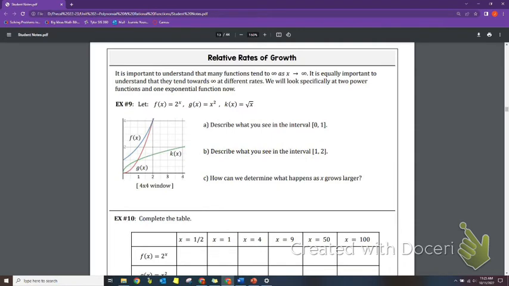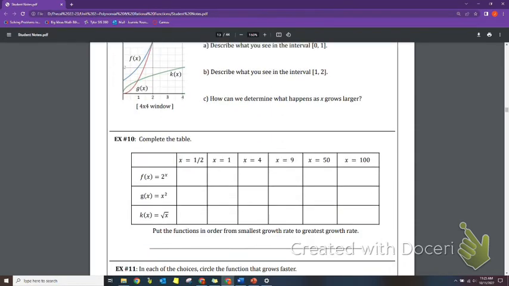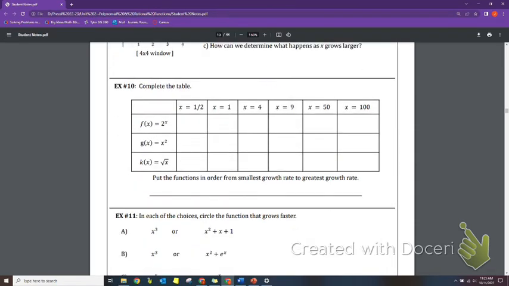All right, complete the table. So we're just going to plug in. So first off, across the top, I have different x values. I have x is 1/2, 1, 4, 9, 50, and 100. And going down the left side, I have different functions. F of x is 2 to the x, g of x is x squared, and k of x is the square root of x. And so we're just going to plug in these x values and see what we get here.